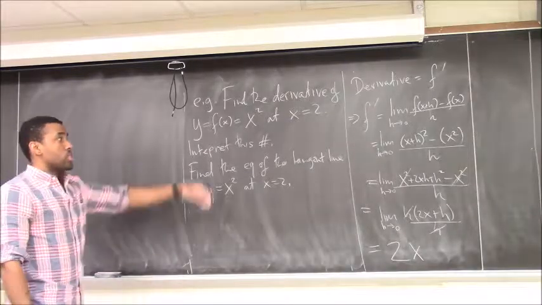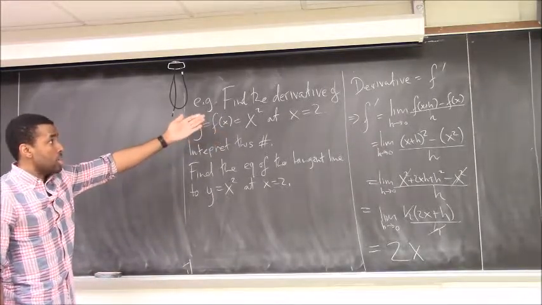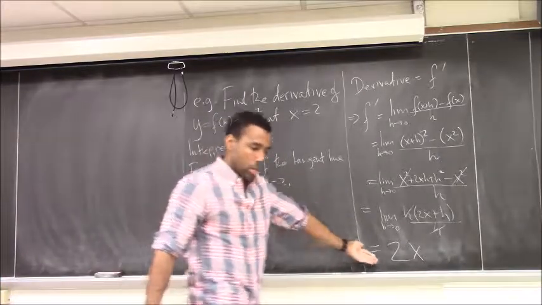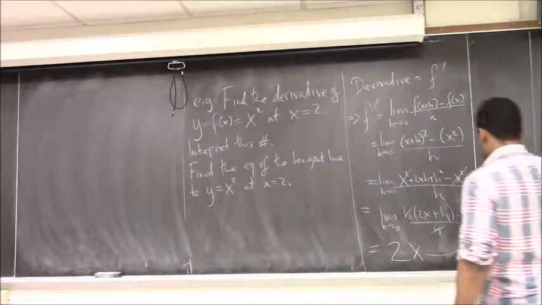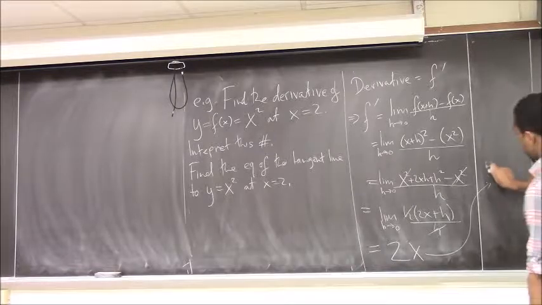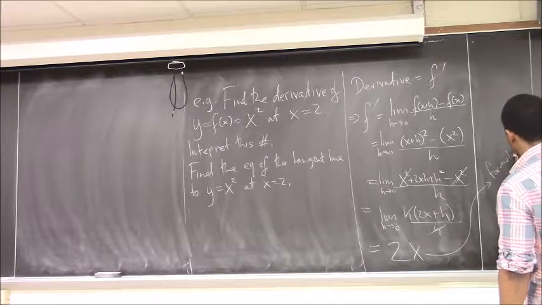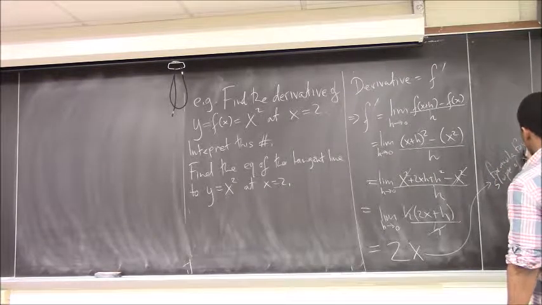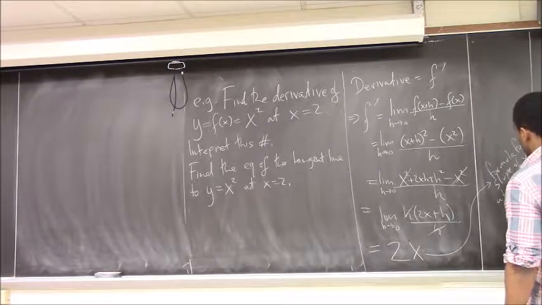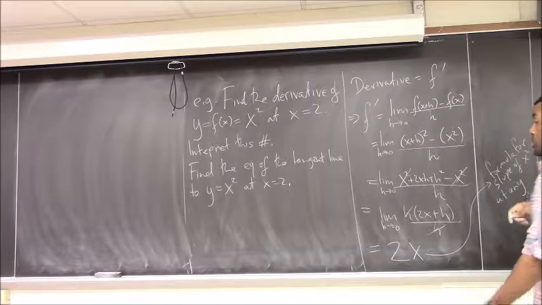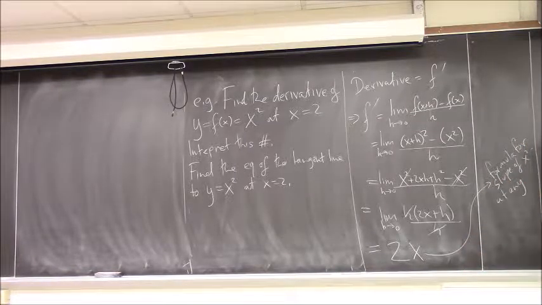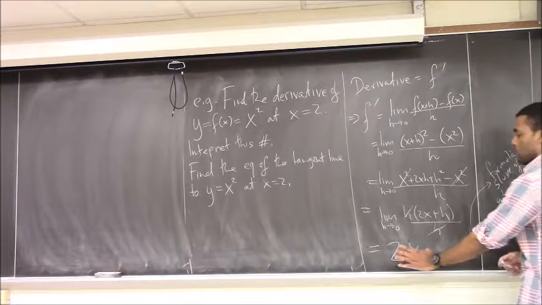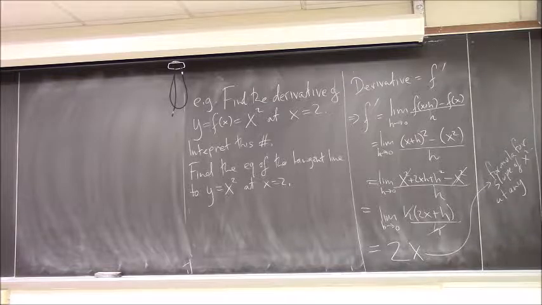So it turns out the derivative of the function x squared is actually the function 2x. Now, how can you think about this expression? It's a formula for the slope of the function, or the slope of the tangent line at any point of the function. So for the function y equals x squared, the formula that will give me the slope at any point is the function 2x.